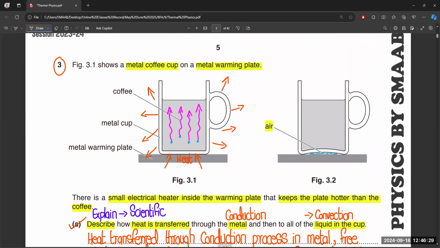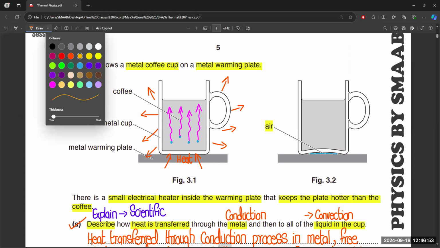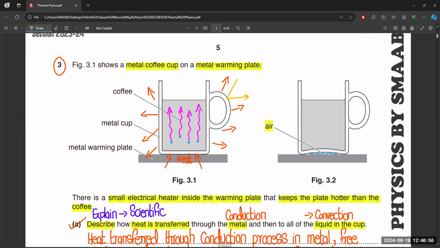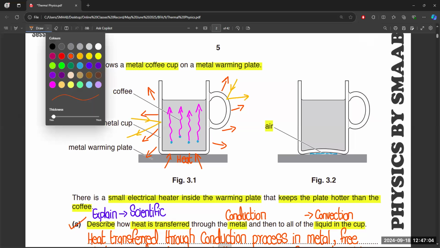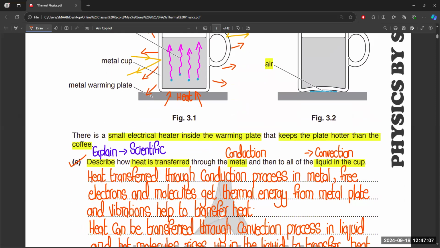But if we consider a shiny surface, right? A shiny surface is a poor absorber and poor emitter, but a good reflector, right? Good reflector means that the radiations from the surrounding cannot be absorbed, because they can easily reflect back from the surface. So if there are some radiations coming towards the cup, they can easily reflect back. Okay, so that's why we are using white and shiny color.